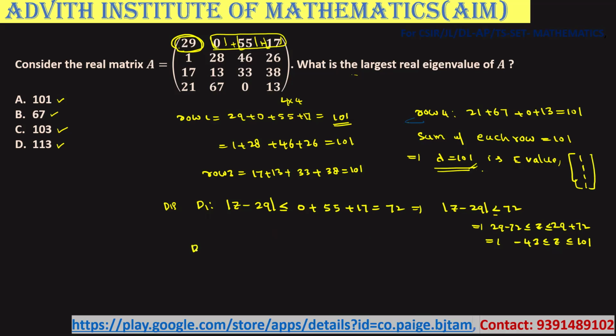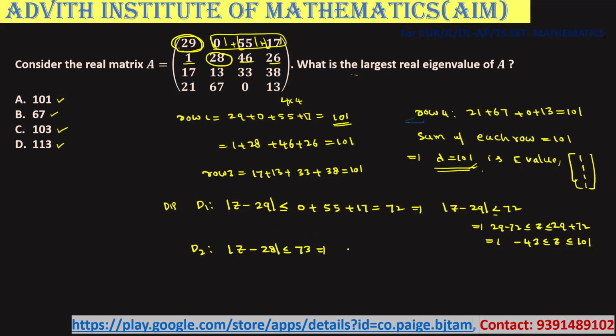And what about D2? D2 is |z minus 28|, which is less than or equal to 1 plus 46 plus 26. All are positive values, so I am not writing the modulus here. 1 plus 46 plus 26 is 72, 73.